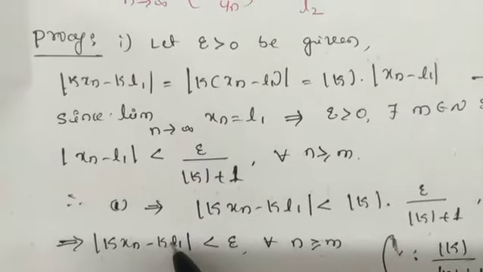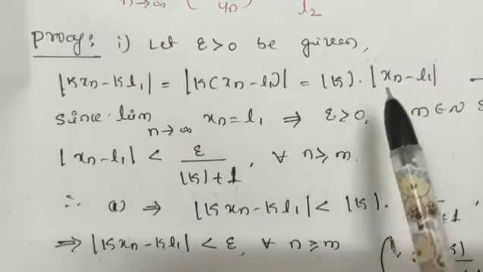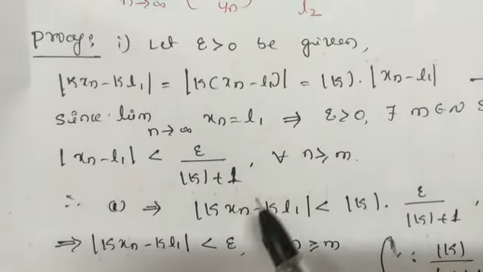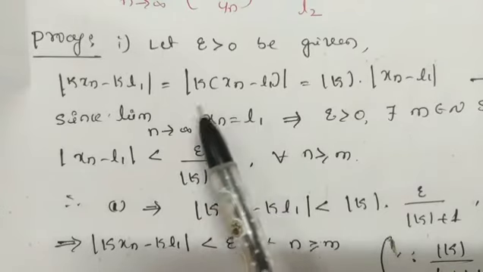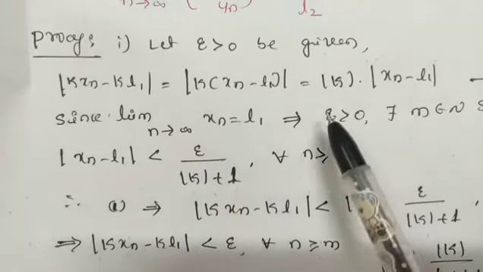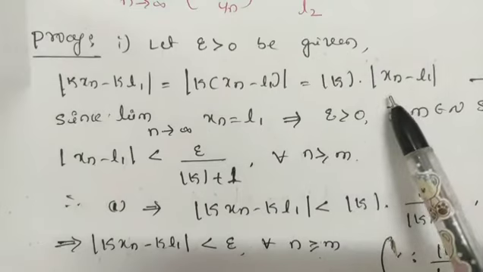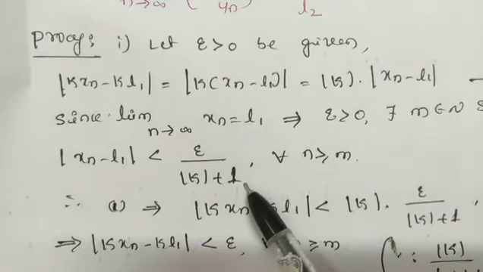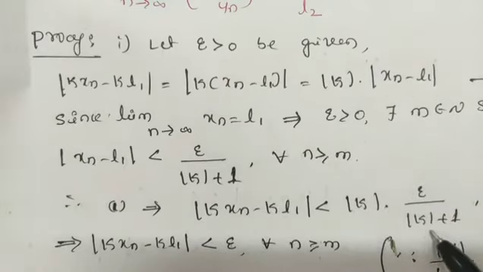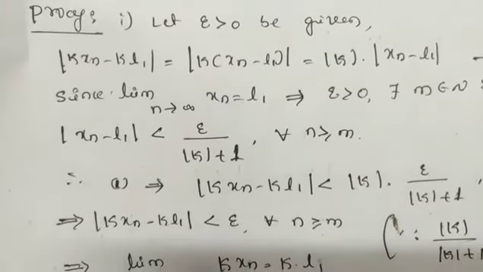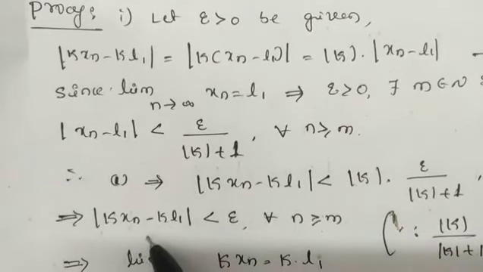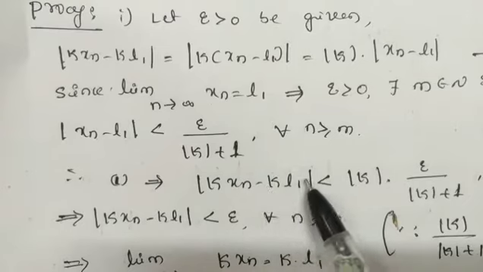So equation 1 implies mod of k xn minus k L1, if you open this bracket you will get like this, which is less than mod k as it is, and in place of mod xn minus L1 we can take epsilon divided by mod k plus 1. So this implies mod k xn minus k L1 is less than epsilon.